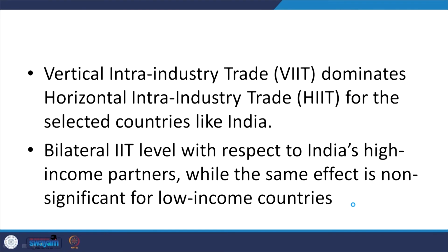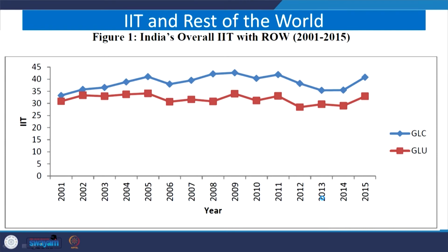Now, largely vertical intra-industry trade dominates over horizontal in the present days, like the Indian trade baskets. Bilateral IIT level with respect to India's high income partners is significant, while the same effect is not significant for low income countries, we have already mentioned.